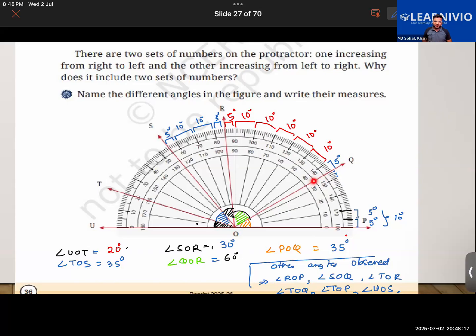Is this point clear? Nafis, Habib, and Laksh? I'm saying that arm OP here is passing from 0 degree, from marking 0. And arm OQ is passing from the marking 35. It's not mentioned here, but by logic it is understood that as it is passing from the middle of 40 and 35, so it should be passing from 35 now.